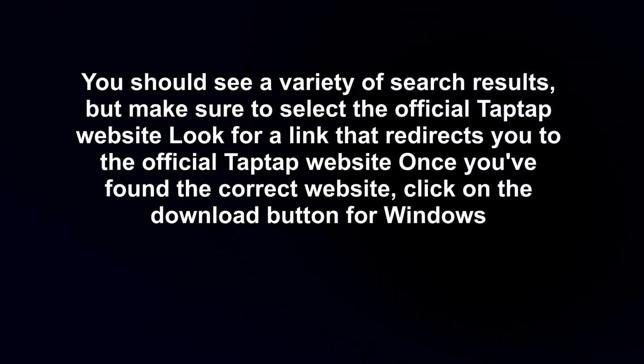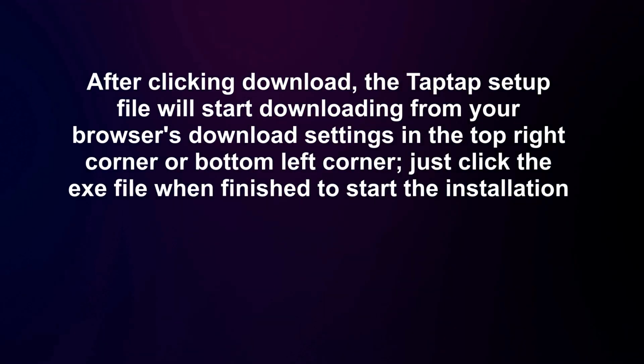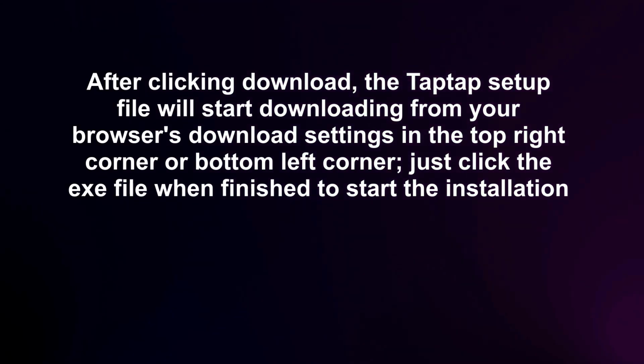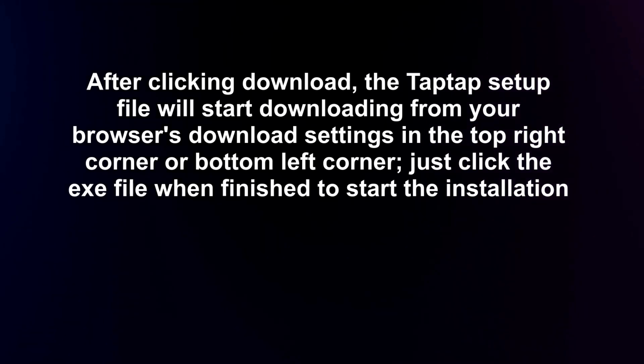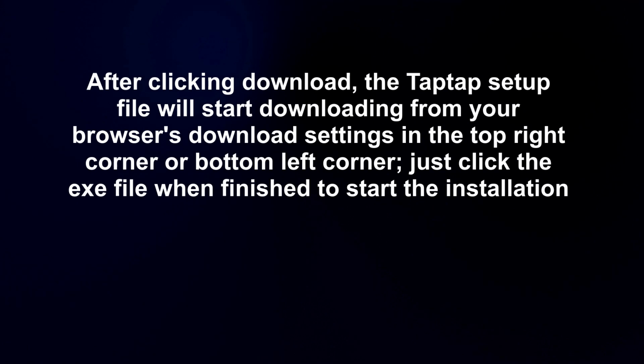Once you found the correct website, click on the download button for Windows. After clicking download, the TapTap setup file will start downloading, and you can find it in your browser's download settings in the top right corner or bottom left corner. Just click the file when finished to start the installation.